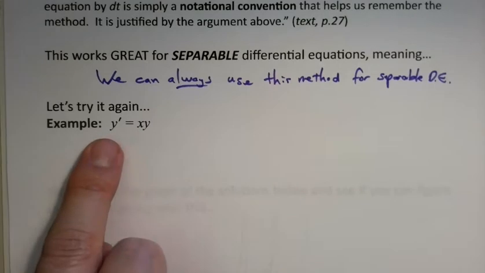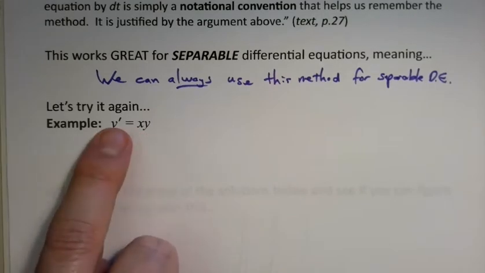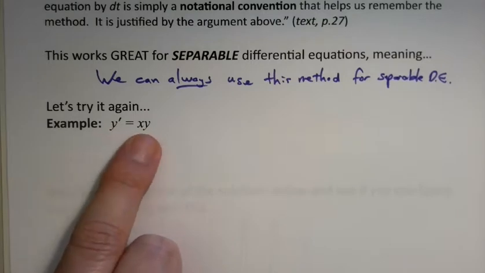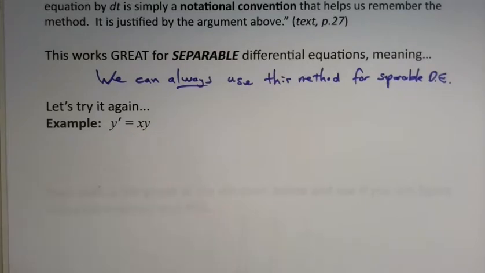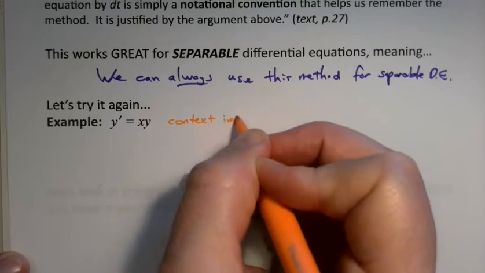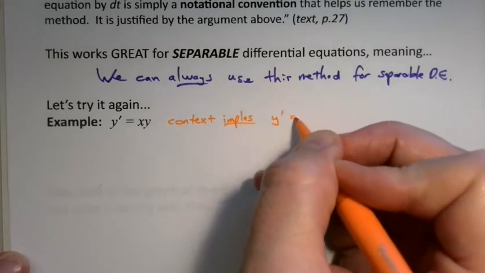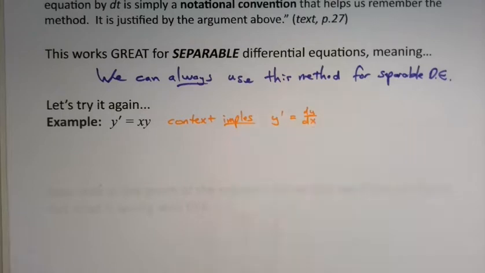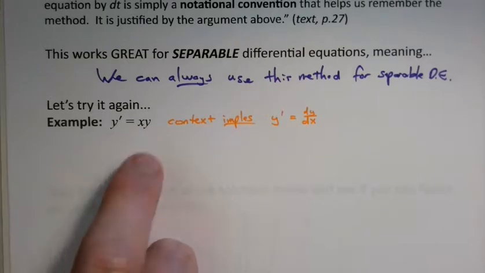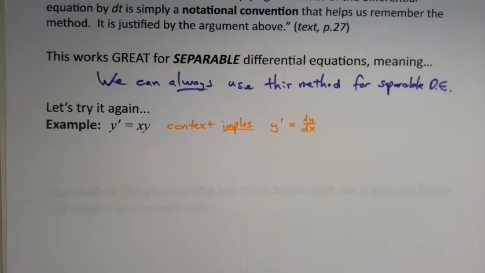So let's take a look at this one. Here's an example. We've got y prime equals x times y. Now, notice we can't tell directly that this is the derivative of y with respect to x, but the context would sort of imply, right? So I'm going to make a little note here: context implies y prime is the same thing as dy over dx. When you don't have the differentials written out plainly for you, we need to be able to imply or infer what's going on.